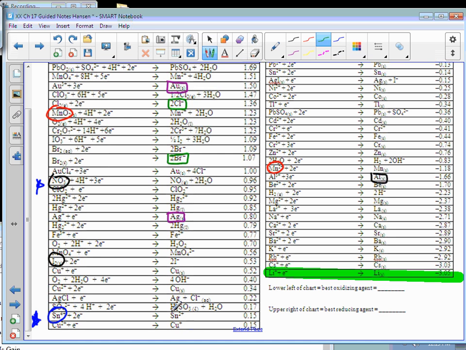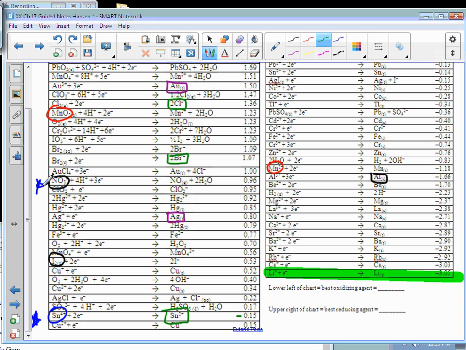So I'm going to look down here, zinc 2+ going to zinc 4+. So I'm looking at this reaction. Since I'm looking at it backwards, the oxidation potential is going to be this number but with the opposite sign. So that's how I get a negative 0.15.